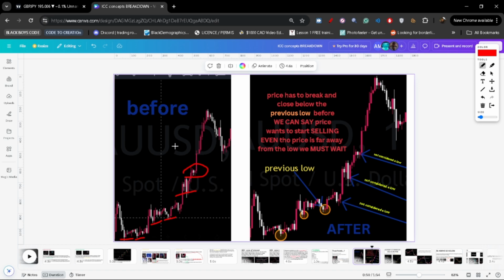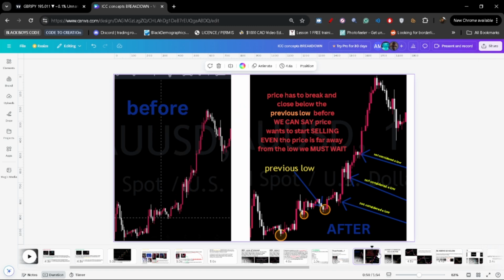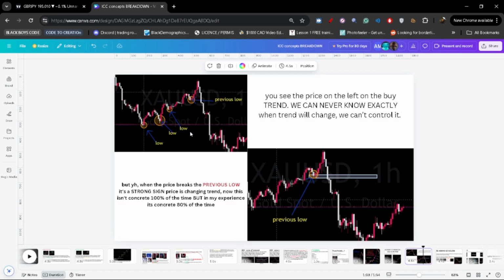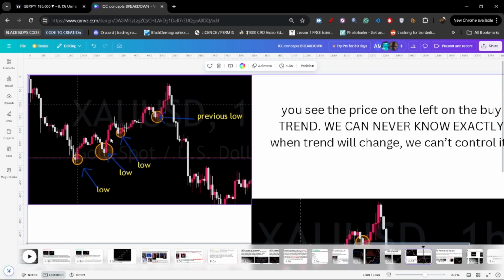Now you understand the lows in an uptrend. Now you have to understand what a reversal is and how a reversal happens. A reversal happens basically when price breaks the previous low in the case of an uptrend. So in this specific example I have in my ebook, if we zoom in, you can see that price was literally creating higher highs and higher lows. And these are the lows right here, boom.